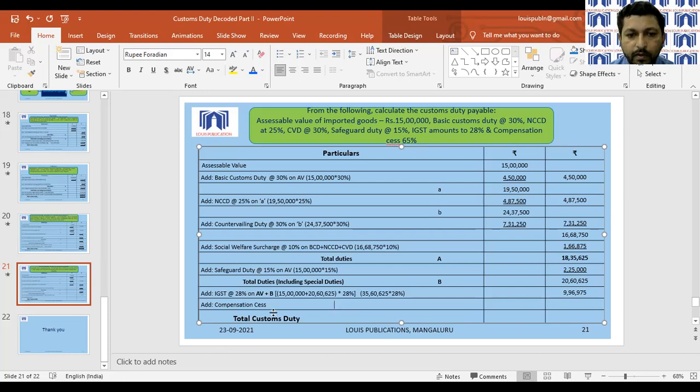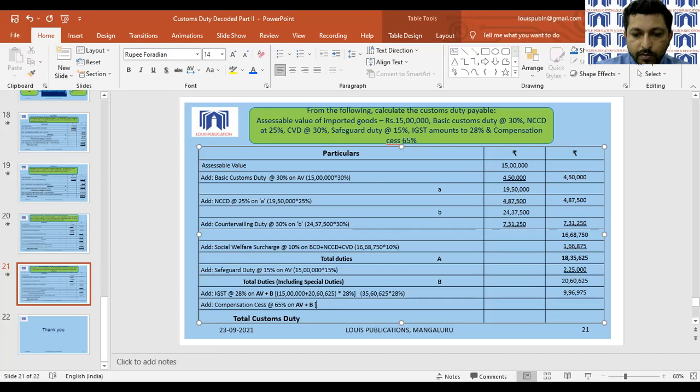Then we are given compensation cess. Compensation cess is calculated at 65% on assessable value, once again assessable value plus B. So a very important point that we have to note: assessable value plus B is the value that is taken as far as calculation is concerned.